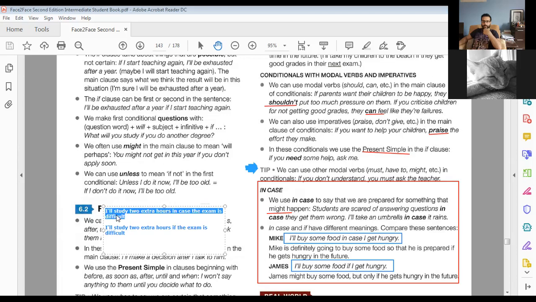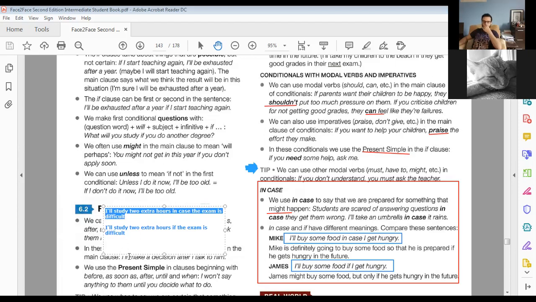But the first student is a little smarter. He's going to take his precaution. He says in case the exam is difficult, I'll be prepared because I'm going to study 2 hours either way. Whether they make it difficult or not, I'll study the two hours anyway. If they make it difficult, I'm ready. If not, no harm done. You get the idea? So in case is like someone taking his precautions.